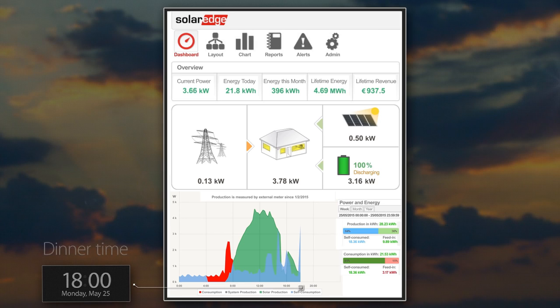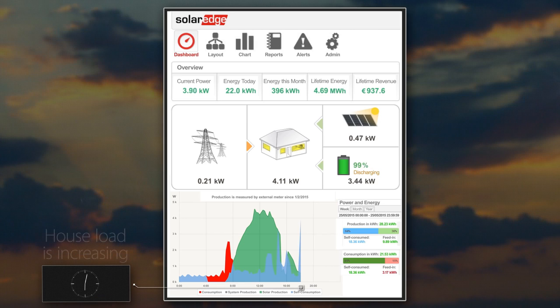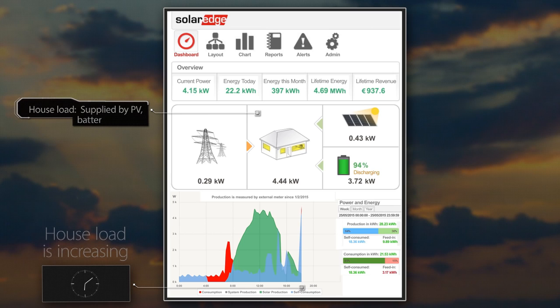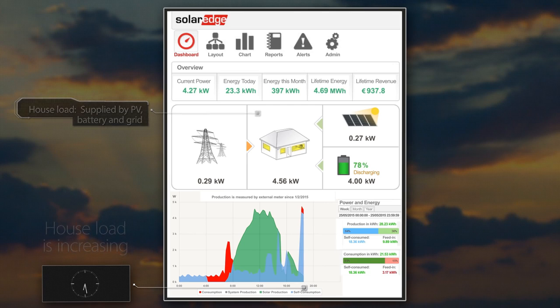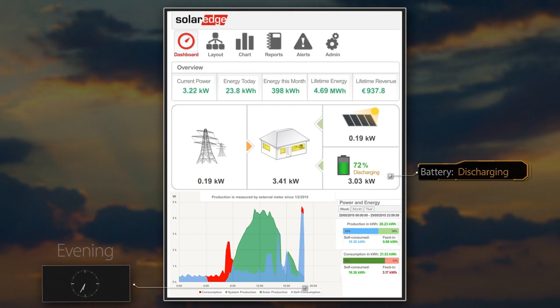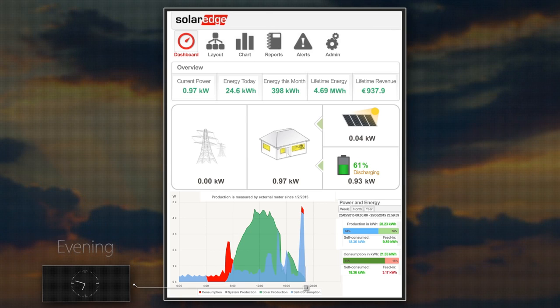Daylight is turning to dusk, and PV production is winding down for the day. The low PV generation isn't able to supply the high energy consumption. With demand exceeding the battery's continuous power output, the grid is used to ensure that the high energy demands are met.